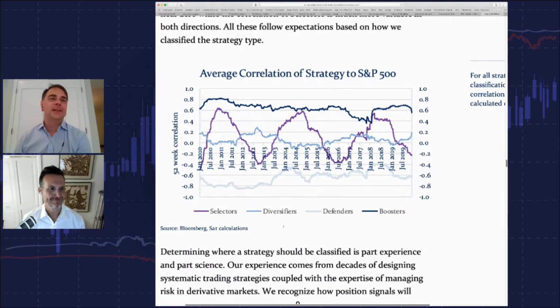Sure, but you see the variability of the purple line of the selectors. At any point in time, you throw a dart at this graph, they may very well be risk on, or they may very well be risk off. Whereas that middle line, that light blue line, is the average correlation of the diversifiers. It doesn't move. It doesn't budge that much. 0.2. It's very consistent. You throw a dart there, you kind of know where you're going to get.